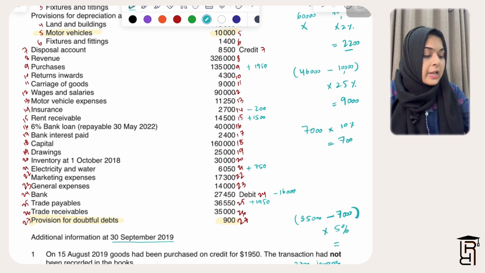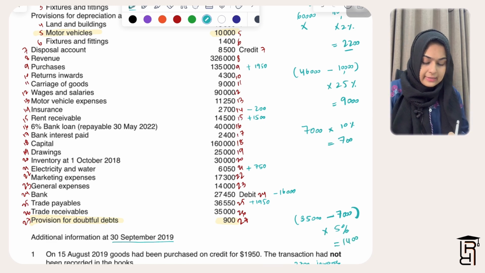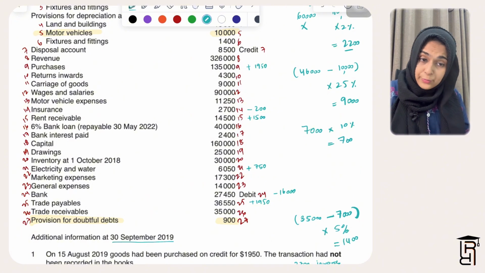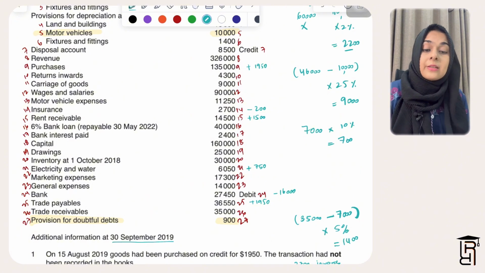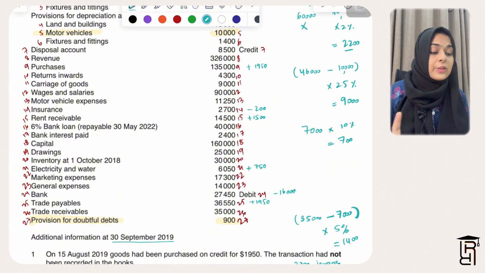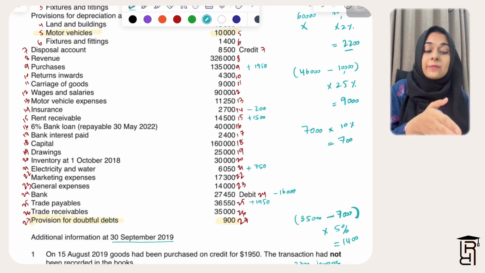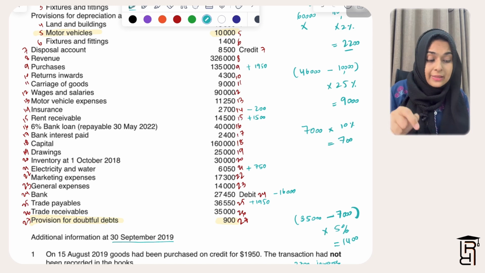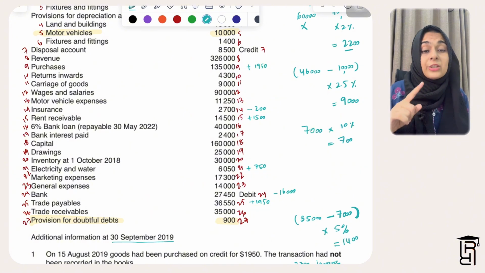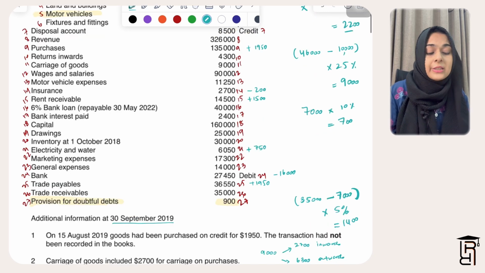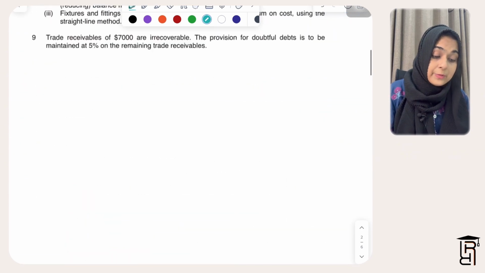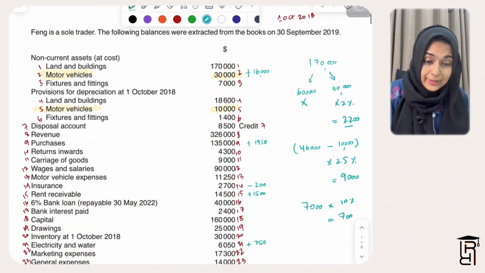Yes, it is 1,400. Now what is happening here is that my old provision was 900 and my new provision is 1,400, which means there is an increase of 500, which I will record in the expenses section of the income statement, because an increase in provision for doubtful debts is an expense, and a reduction in provision for doubtful debts is an income. If my provision for doubtful debts previously was 900 and now it was 500, then it would be a reduction of 400. But in this case, previously my provision was 900 and my new provision is 1,400, which means there's an increase of 500, which I'll record in the expenses section of the income statement. So that's it for the adjustments.